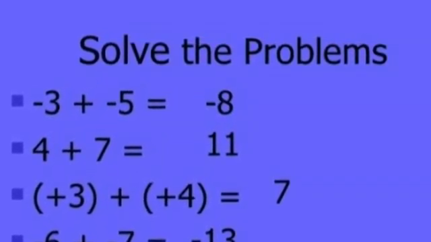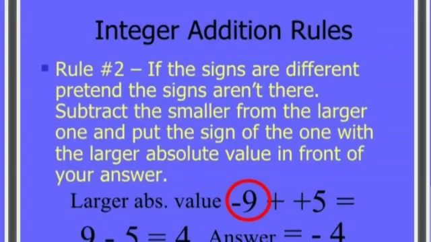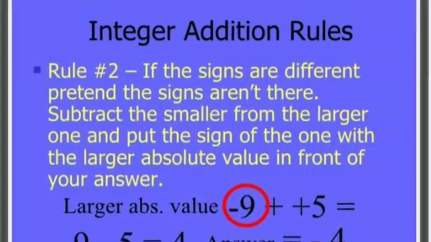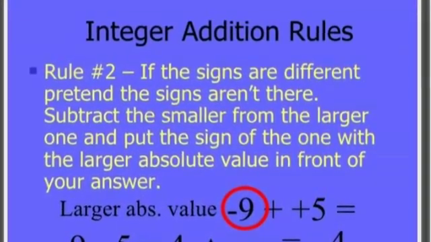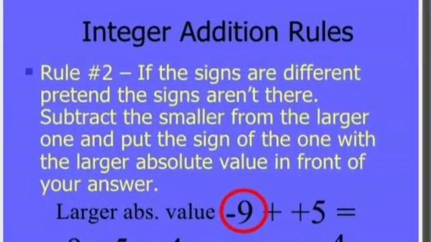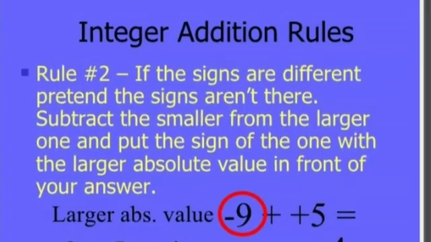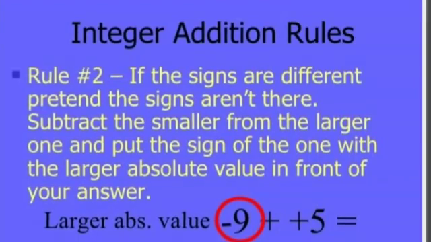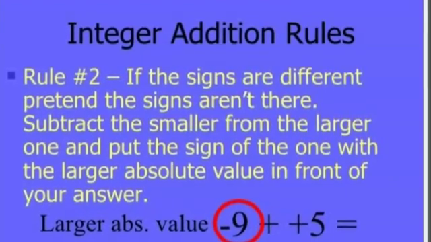See here, one more integer addition rule. Rule 1 is finished. Rule 2. Now see here, if the signs are different, pretend the signs are not there. Pretend the signs in the sense that you should not imagine and write any answer. So do it with the proper rules.